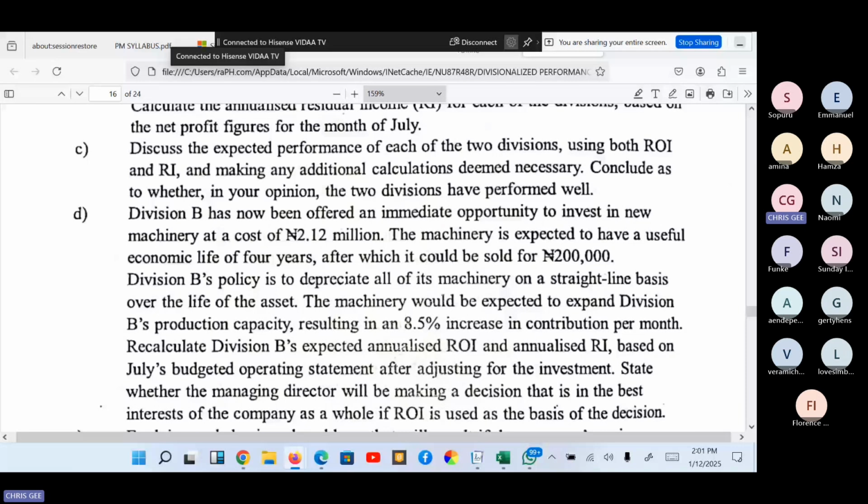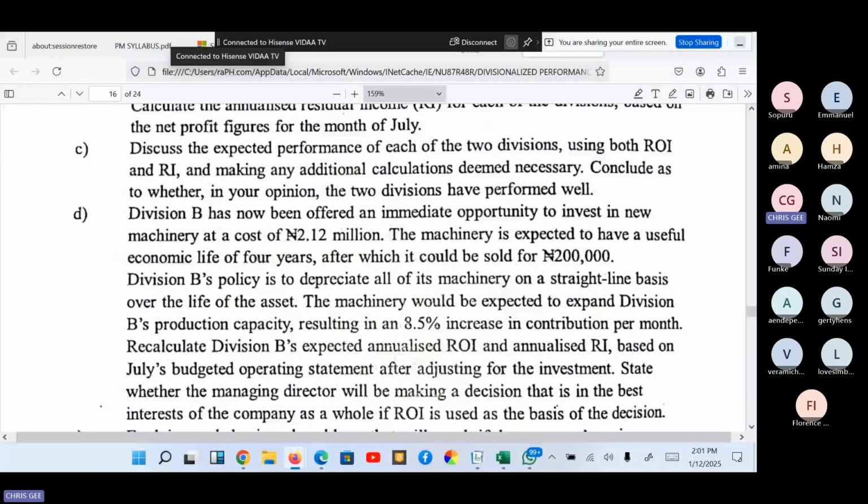The use of controllable profits, all right? Is that what you expected? For your ROI and your RoCE, you should use controllable profit. Now the first one, they used net profit. Now they're asking you to discuss what the expected performance should be. That discussion is basically that the use of net profit is not fair. Why? Because managers should be appraised based on the portion of profit and assets that they can control, and that's traceable to them. And then you should do any additional calculation deemed necessary.